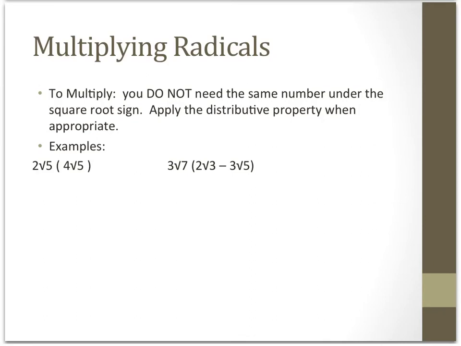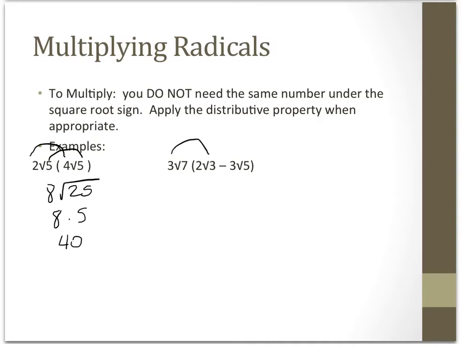Multiplying radicals. Here we don't really care. We just apply the distributive property. Numbers outside the square root get multiplied together. Numbers inside the square root get multiplied together and simplified. So here we have 2 times 4 is 8 times the square root of 25 from our 5 times 5. And that just becomes 8 times 5, which is 40.